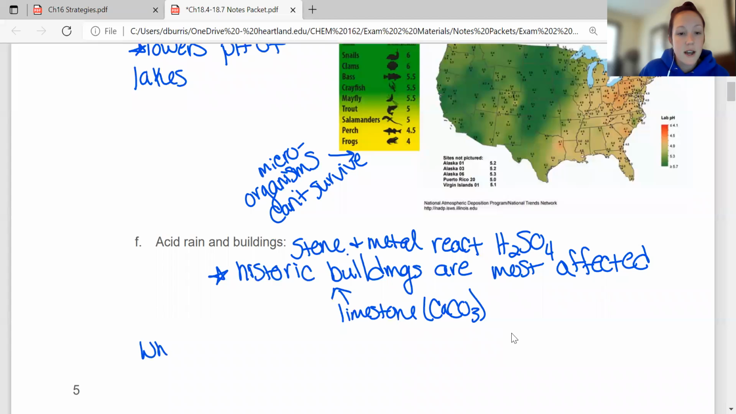So what we've done, I should have made a little thing for that. What we've done is we've tried to take out the sulfur from like the coal and oil before we burn it by using limestone. So we try to remove the sulfur.